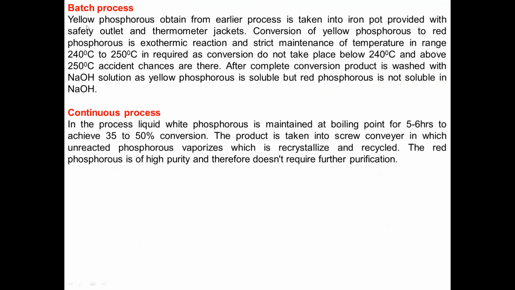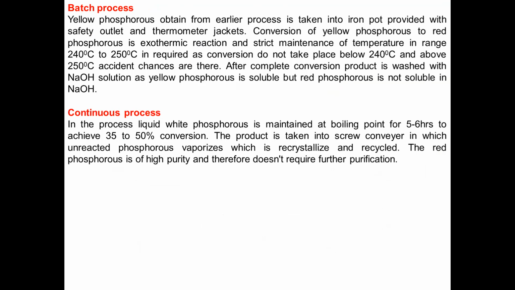First is batch process. Yellow phosphorus obtained from the earlier process is taken into an iron pot provided with safety outlet and thermometer jackets. So for this, the precursor is yellow phosphorus. So yellow phosphorus we made in the earlier process. Now this becomes the raw material for red phosphorus.